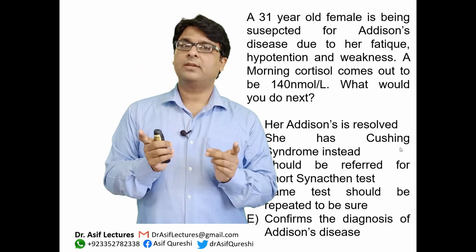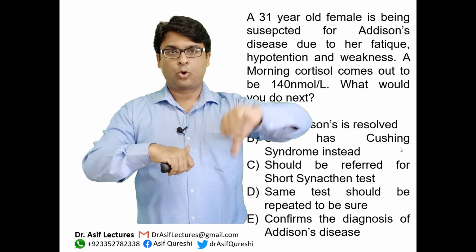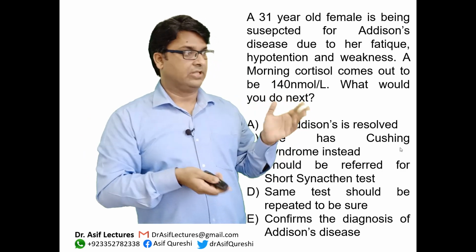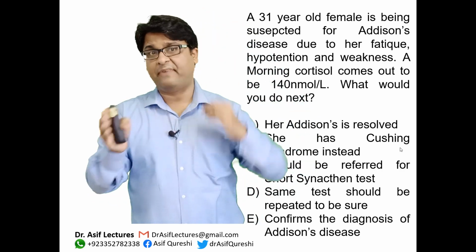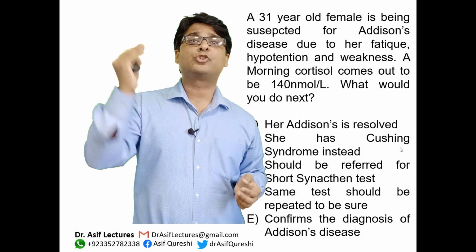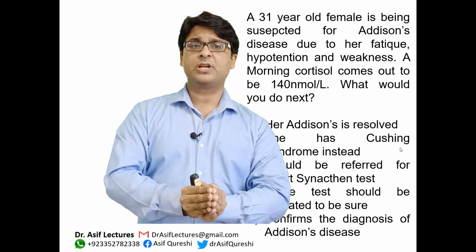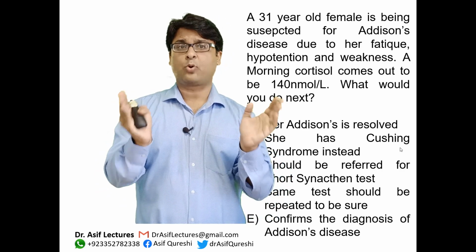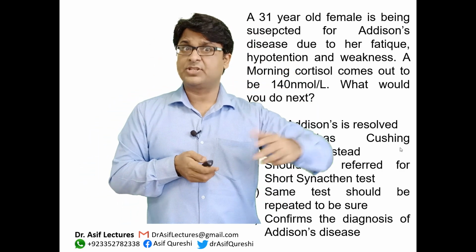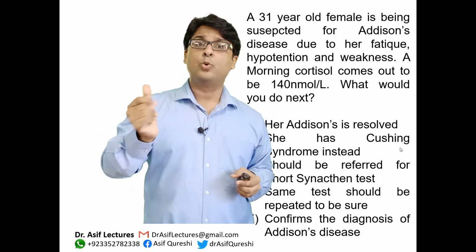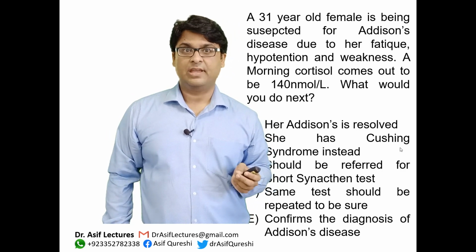Okay, so you are suspecting Addison. Addison means low cortisol, low aldosterone, low androgens. They did the cortisol level test, and it is coming out to be 140. Now, anything between 100 up to 400 or even 500 is an ambiguous area. Above 500, you are 100% sure that this is not cortisol deficiency. If you remember the diagnostic algorithm we discussed for measuring cortisol levels, if cortisol levels are more than 500, you exclude hypocortisolism. You exclude Addison's if they are more than 500.